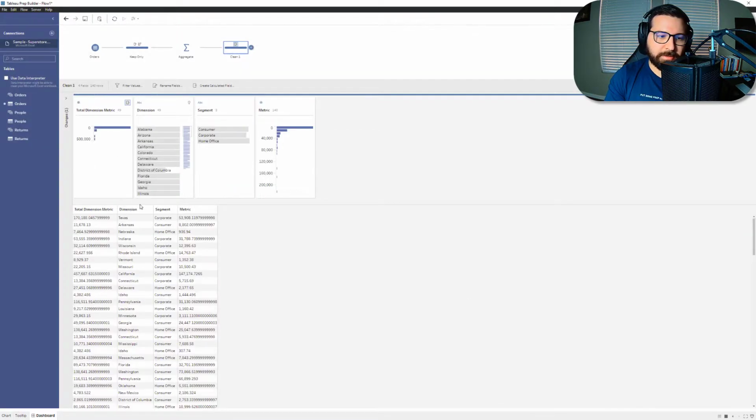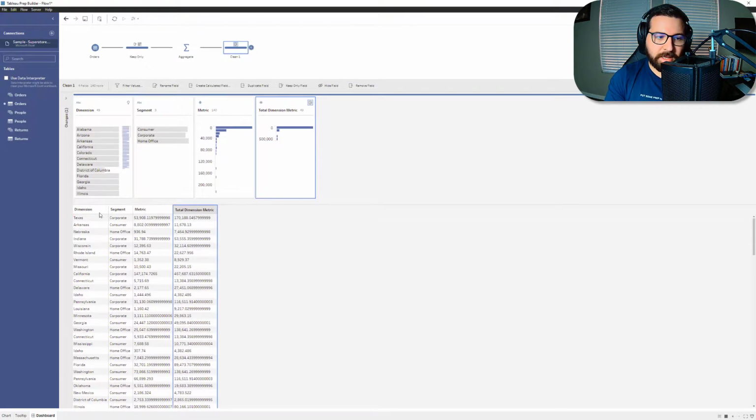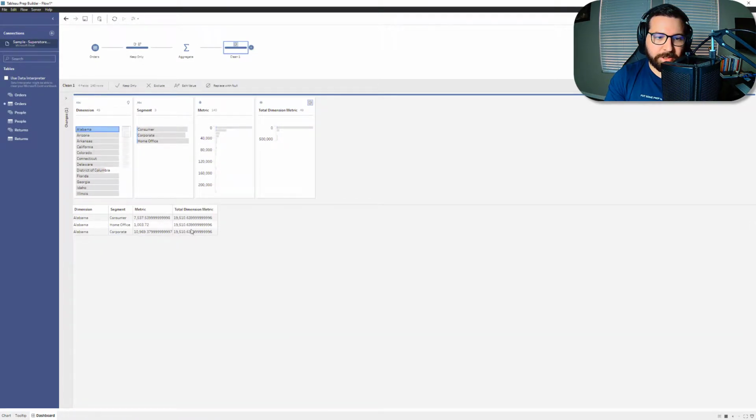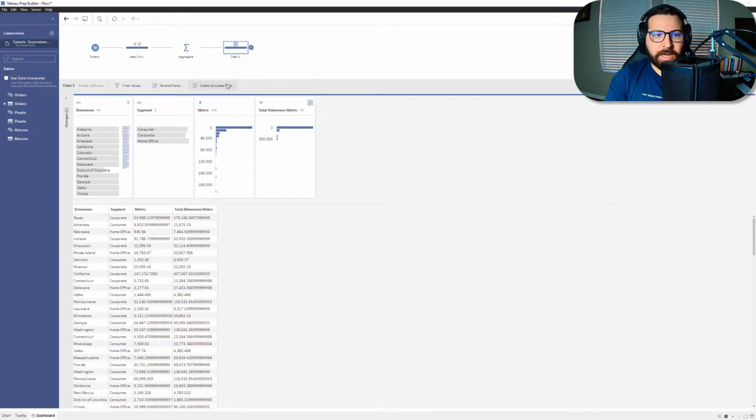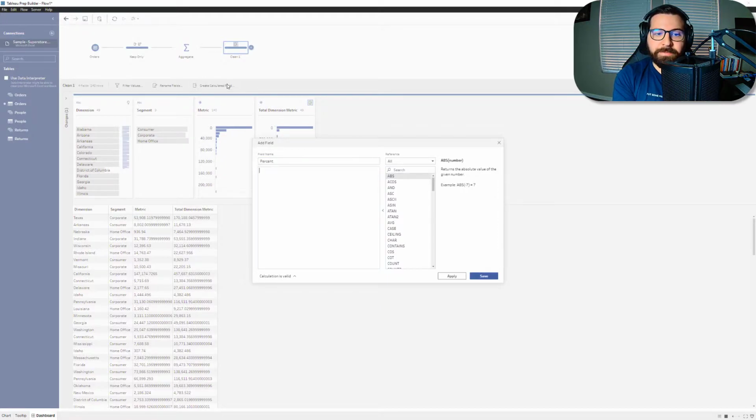So there's my total, right? And so if I click Alabama, the total is replicated across each row. And so now I'm able to calculate what this metric represents as a percent to the whole. And so to do that, I'm going to create a calculated field. I'm going to call it percent. And then I'm going to round this to 2 decimal places. So I'm going to say round metric divided by total dimension metric.